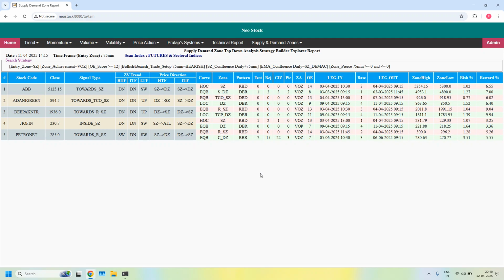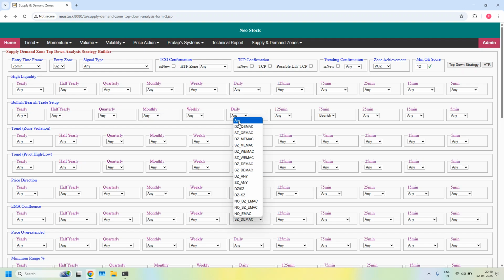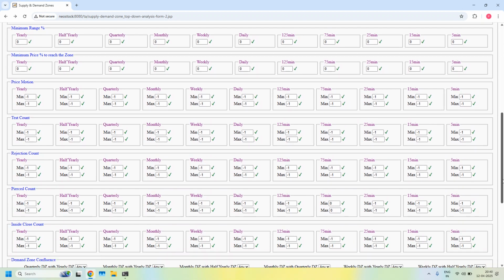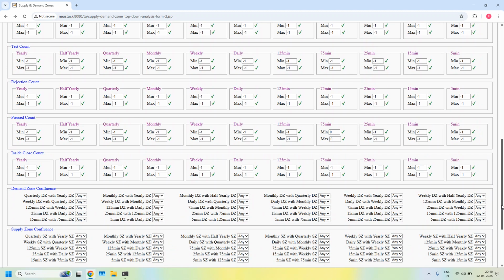Okay, but this is based on LTF and ITF supply zone confluence and ITF EMA confluence. Next we will look into LTF, ITF and even HTF supply zone confluence supported stocks. Going back, removing this ITF EMA confluence filter, let us focus on HTF now. So in the supply zone confluence, you need to set 3 filters.